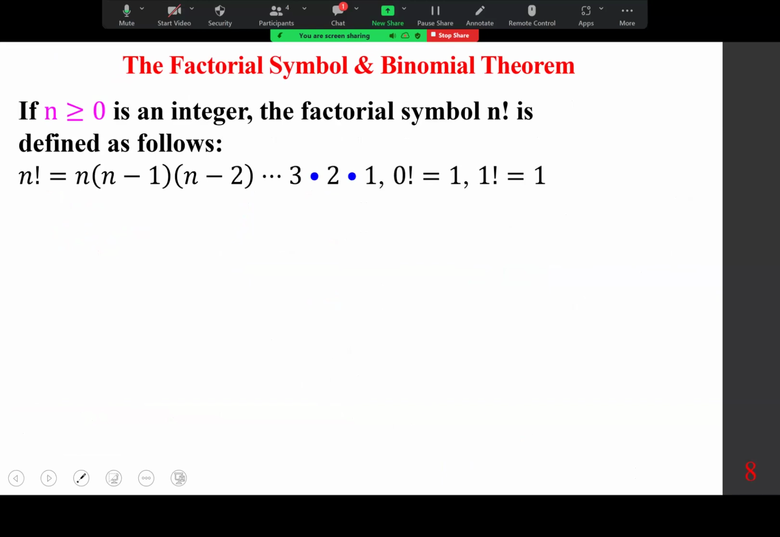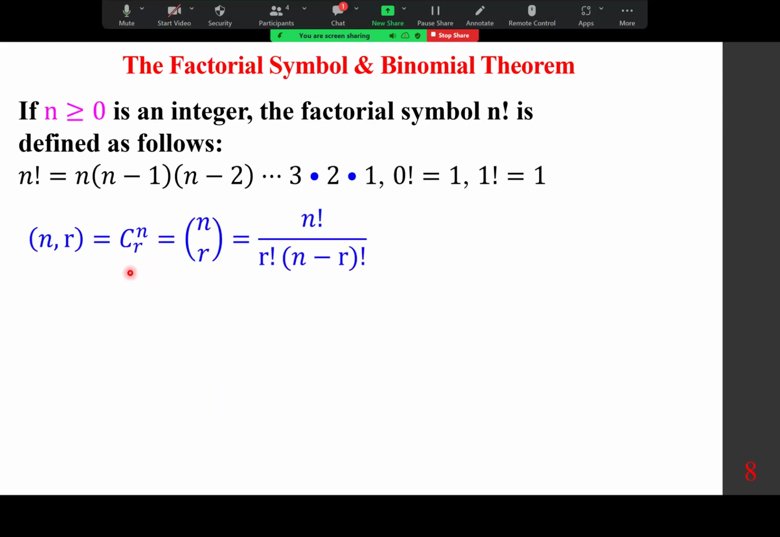The factorial symbol and binomial theorem. If n is an integer larger than or equal to 0, the factorial symbol n factorial is defined as follows. n factorial is n times n minus 1 times n minus 2, all the way to 3, 2, 1. 0 factorial and 1 factorial are both 1. We say 0 factorial is by definition, but it's really by the combination definition. It can be proved.